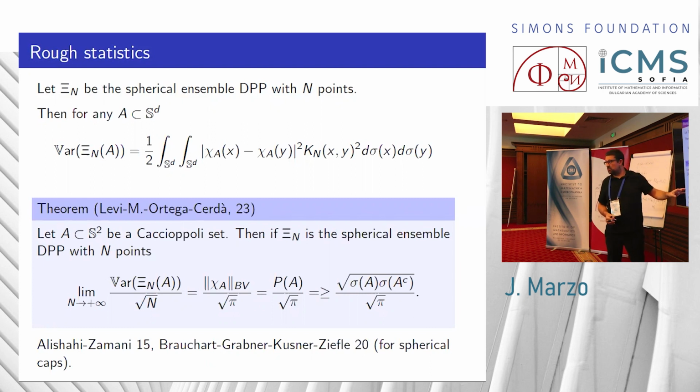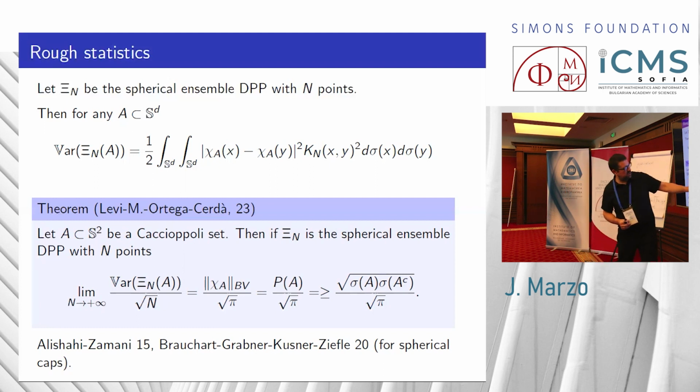where, as a different instance of this idea, we can compute now rough statistics. So again we go back to computing the number of points in a set, and here we compute the variance of the number of points in a set for this spherical ensemble. The novelty, if you want, is that this has not been computed before. So the limit of the variance of the random variable, number of points divided by square root of n, turns out to be this in the case of spherical caps. But this result is for so-called Caccioppoli sets, sets with measurable and rectifiable boundary. So this is a much more general setting than spherical caps.